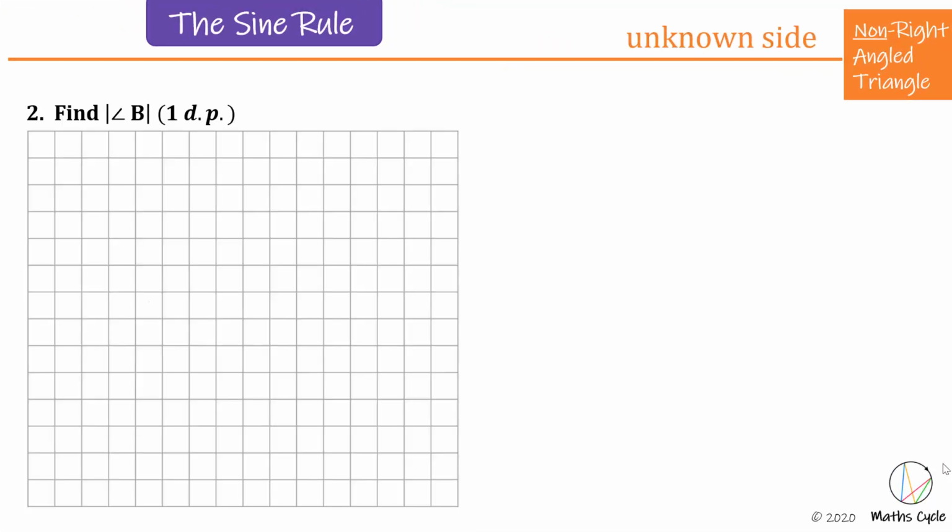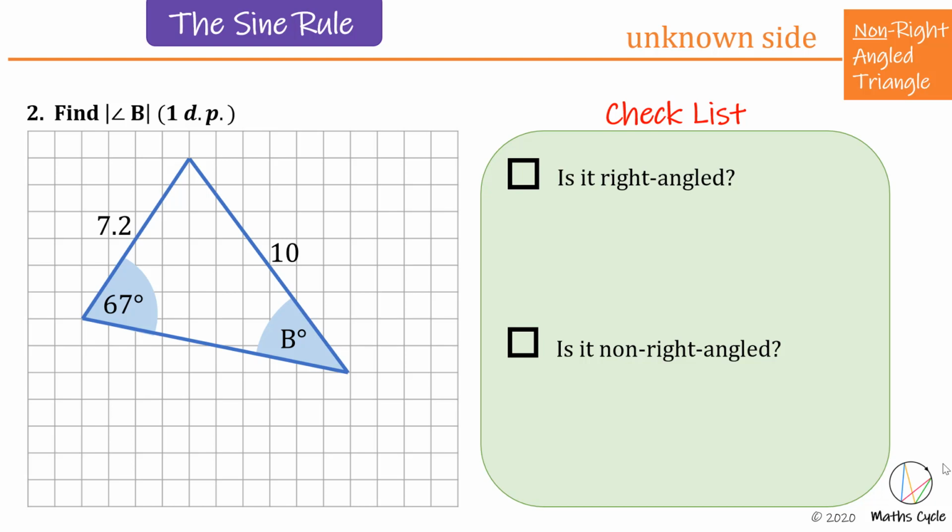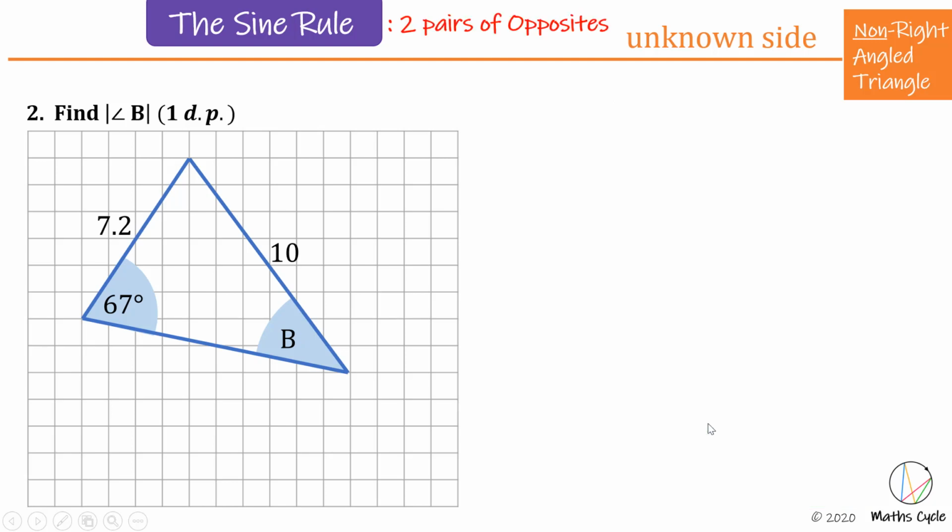Now, example number 2, find the measure of the angle B correct to 1 decimal place. So let's do our checklist. Is it right angled? No. Is it a non-right angled triangle? Yes. So let's check if we have 2 pairs of opposites for the sine rule. So we do. We have 10 is opposite the angle 67 degrees and 7.2 is opposite the angle B. So that means that the sine rule is perfect for solving for B here.